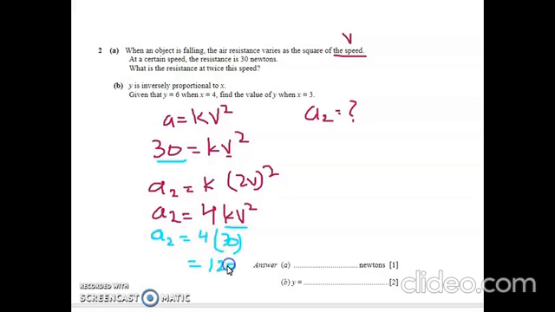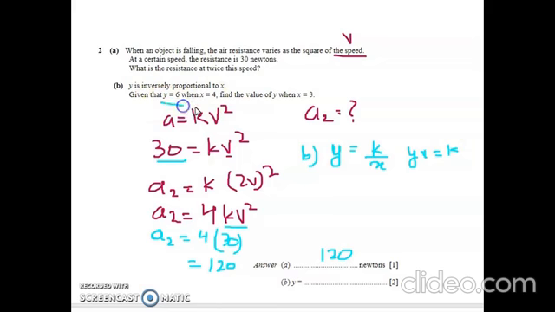That is 120. So my air resistance will be 120 newtons. Let's see part B. Y is inversely proportional to X. Now here, let me teach you the inverse proportions formula as well. We write it this way. When it says Y is inversely proportional to X, it will be Y is equal to K upon X. And the constant of proportionality will be YX.